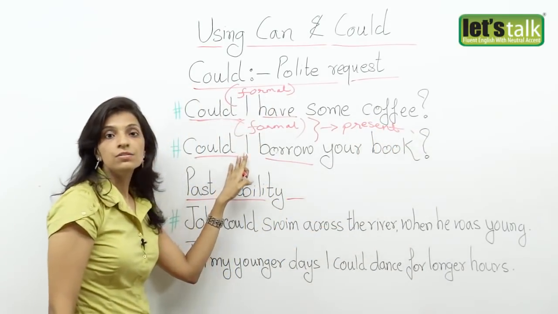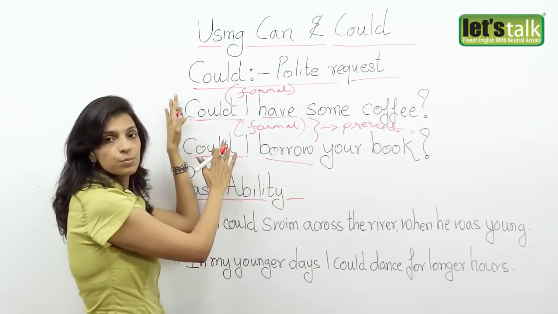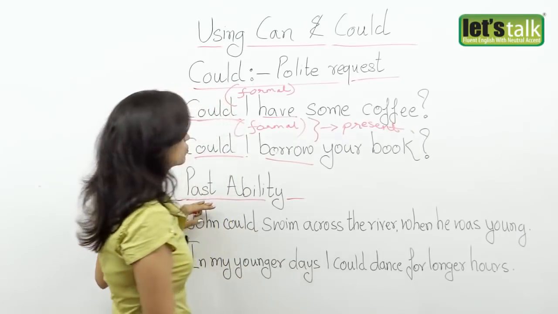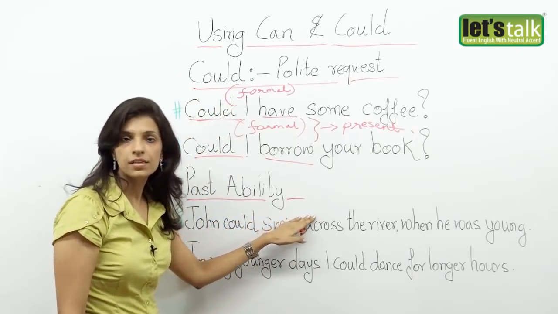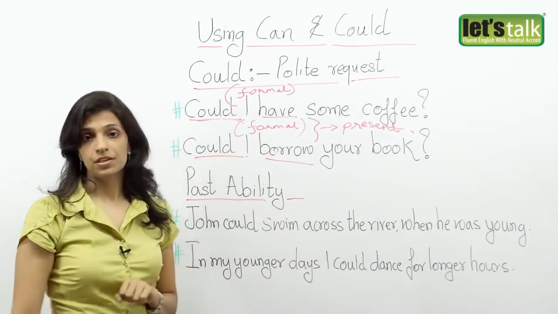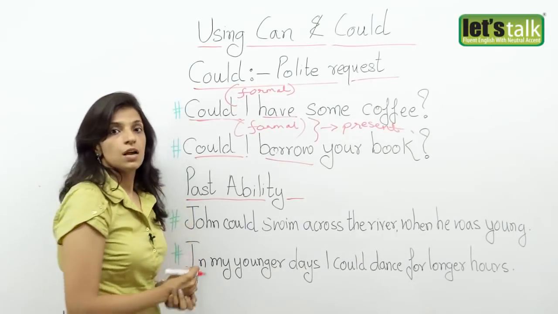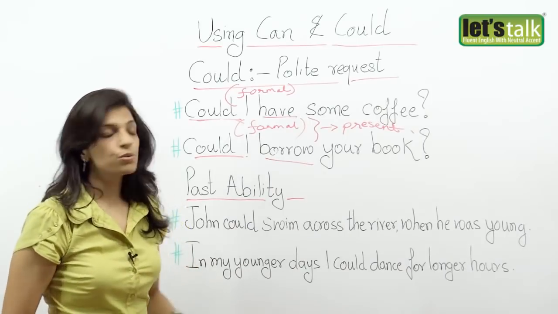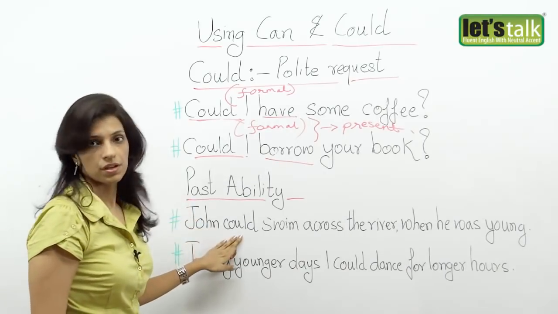Okay, so now this is where we use could in the present tense to make a polite request. Now let's see how we use could as a past ability or a capability of doing something. Can is used in the present. When you want to say you could do something in the past but probably no longer can do it, you use the word could.